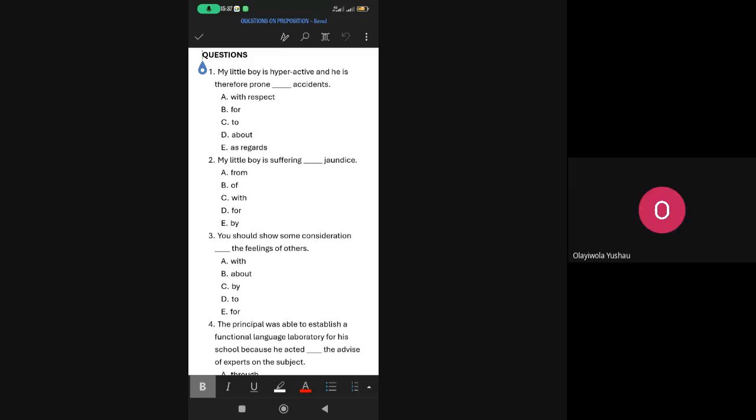Prone to, good. So when you use prone, the right preposition to use after that is to. Prone to, you are prone to something, prone to something.